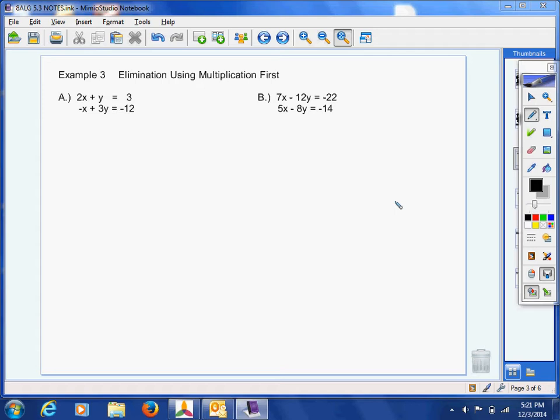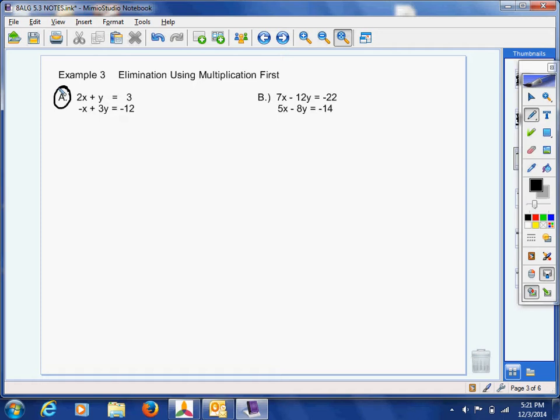You use multiplication if none of your variables have either the same number or opposite numbers in front of it. So as you look at letter A here, you see the number 2 is in front of x, but there's a negative 1 in front of the x underneath. There's a 1y and a 3y. So we don't have the same number. We don't have opposite numbers. So we've got to have a way to still do elimination. And there is a way to do it.